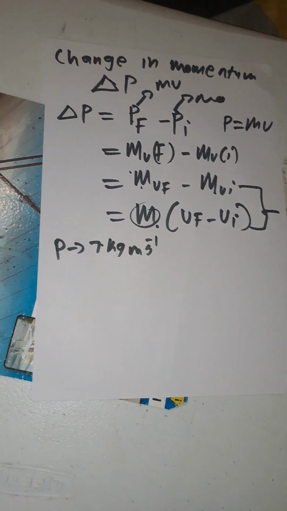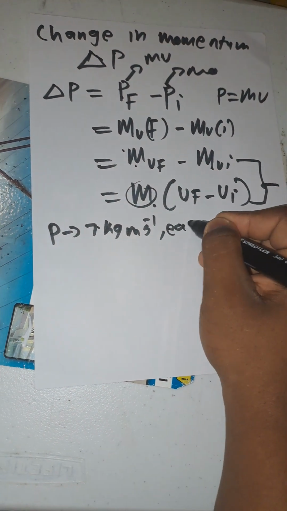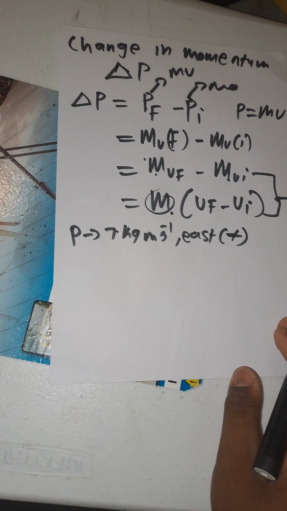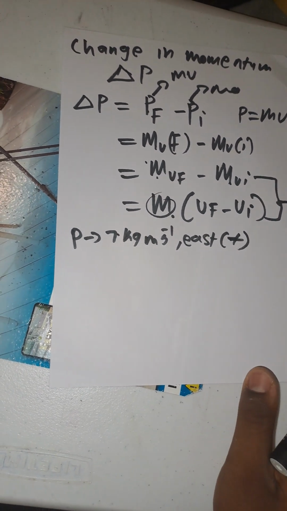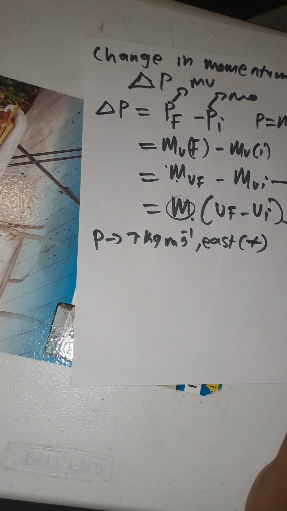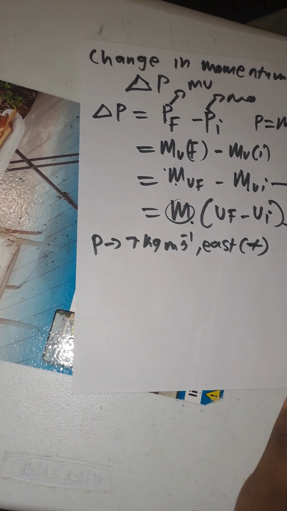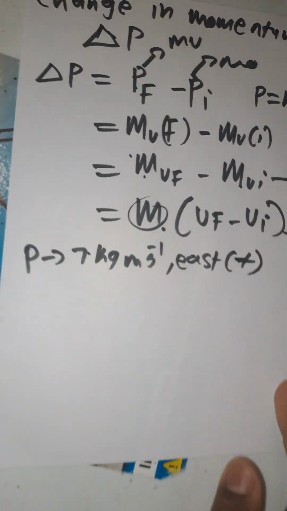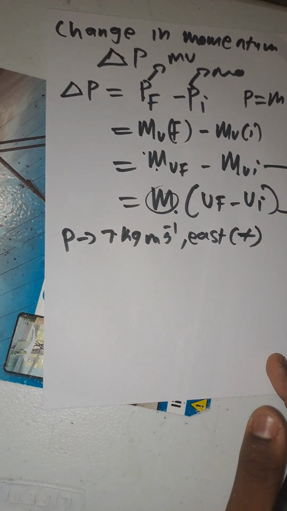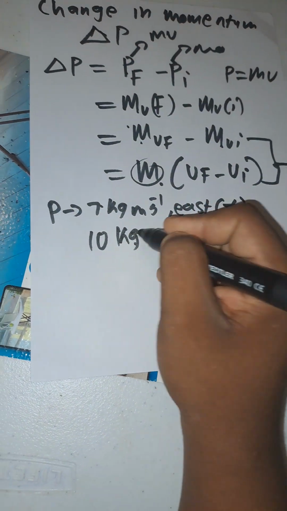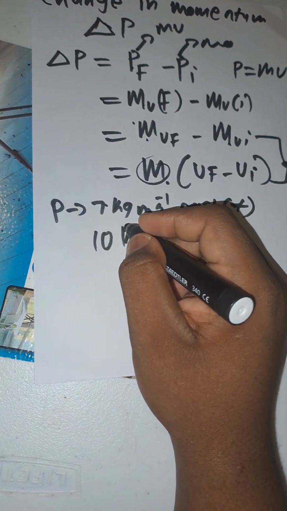And then to the east, so let's write east, which is what? Positive. And then it hits the headsman in the opposite direction, so that the ball's momentum changes to 10 kg m/s. So initially the momentum was 7, and after then it was now 10. So now they want the change in momentum.